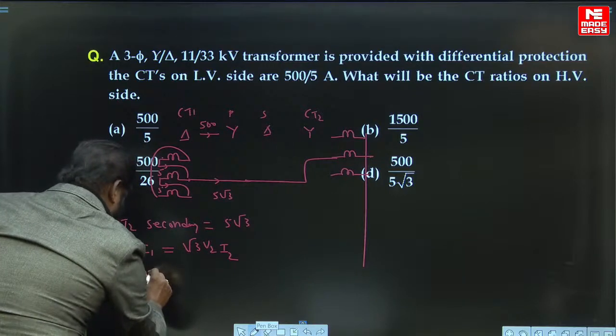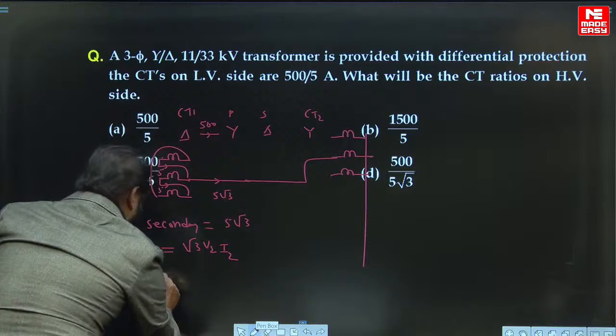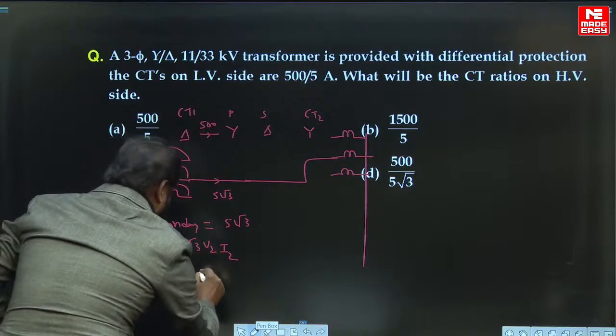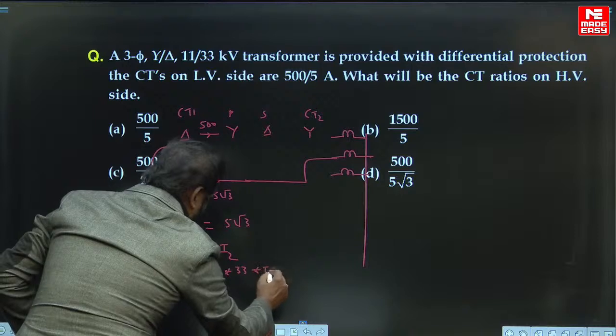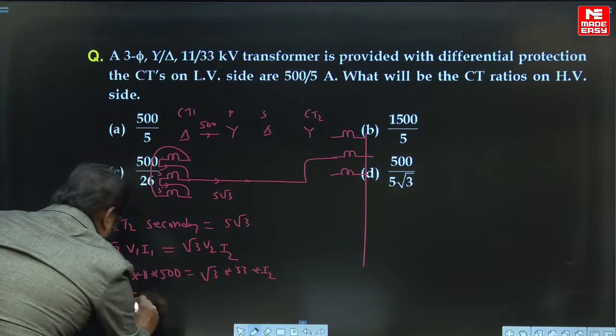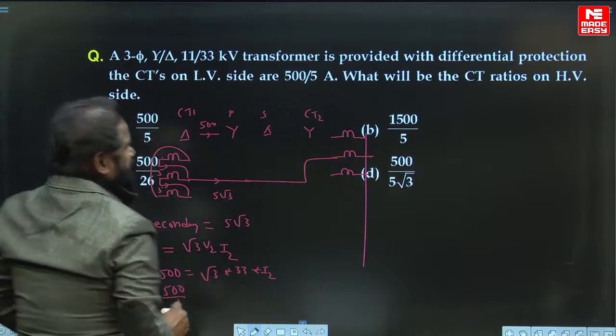11 into this side is equal to how much? 500. Okay, equal to root 3 into what it is, root 3 into I2. So from this I can say I2 is equal to 500 by 3.